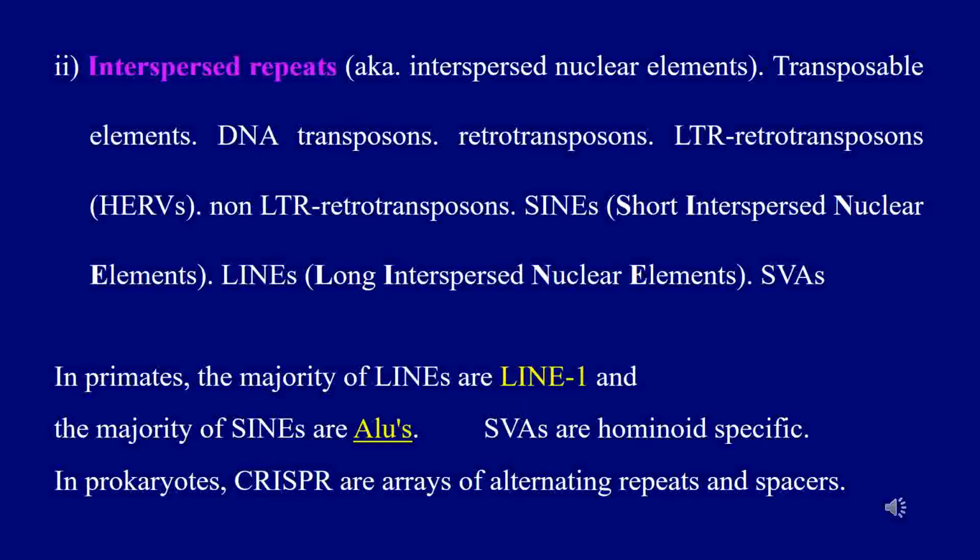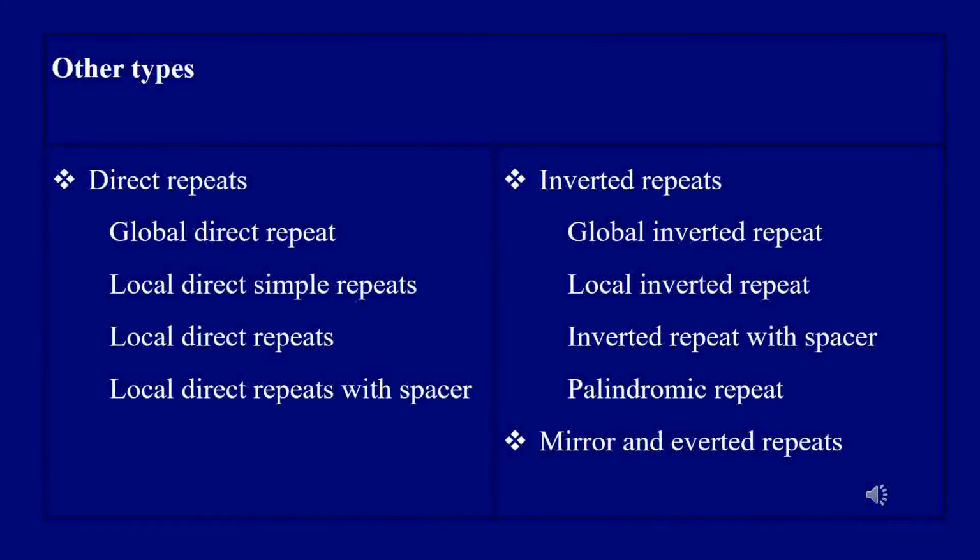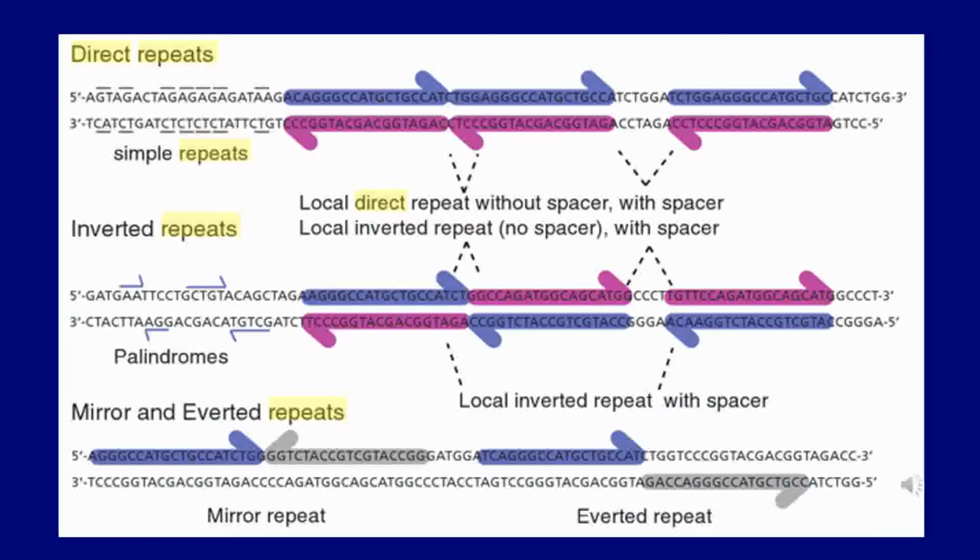In prokaryotes, CRISPRs are arrays of alternating repeats and spacers. Here are some other types of repeats classified under two major groups: direct repeats and inverted repeats, as well as mirror and everted repeats. You can see here the examples of direct repeats: simple repeats, inverted repeats, palindromes, mirror and everted repeats.